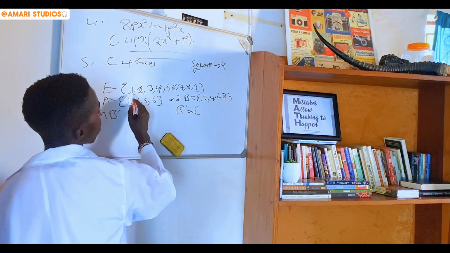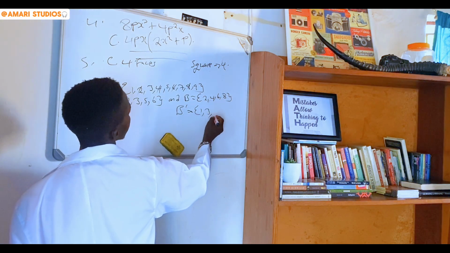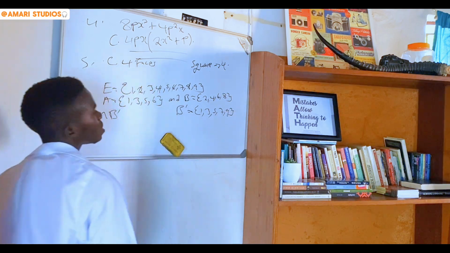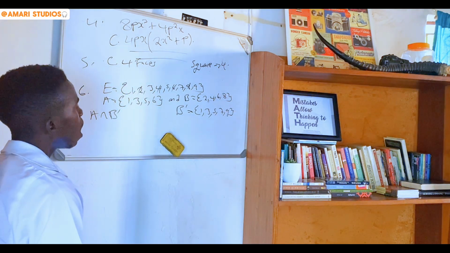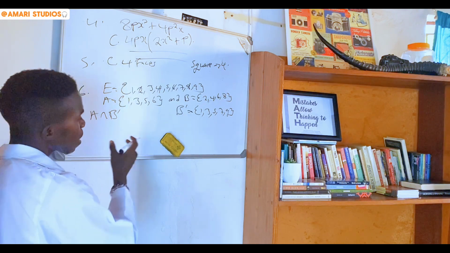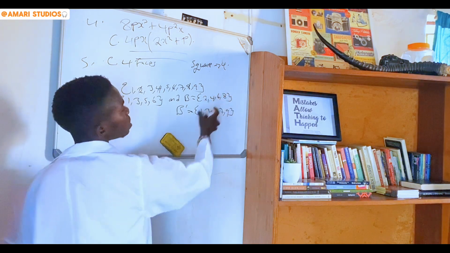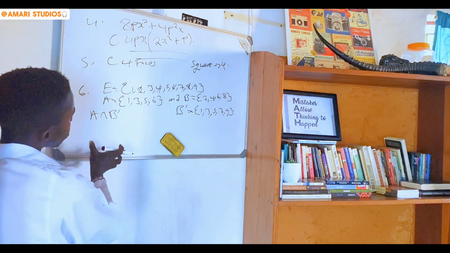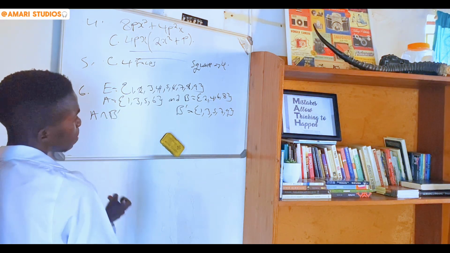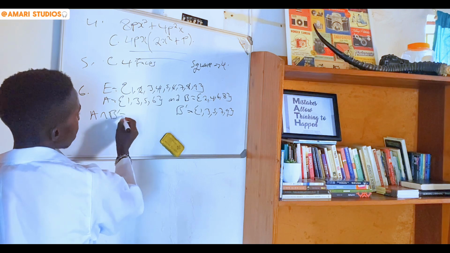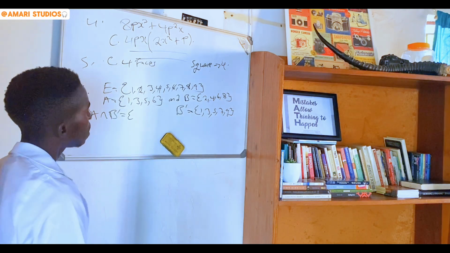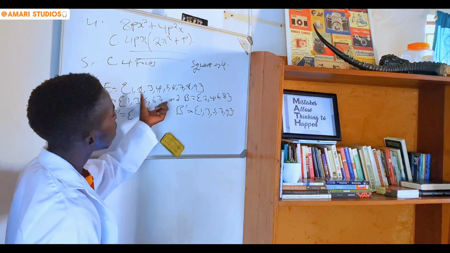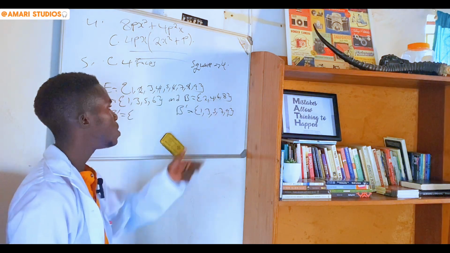Then the numbers that we are remaining with are 1, 3, 5, 7, and 9. These are the numbers that we are remaining with. As you can see, these are the numbers that were not found in set B. So that is B complement there. Now the question says list A intersection B complement. Intersection means the members that are common in set A and the members that are common in set B complement.